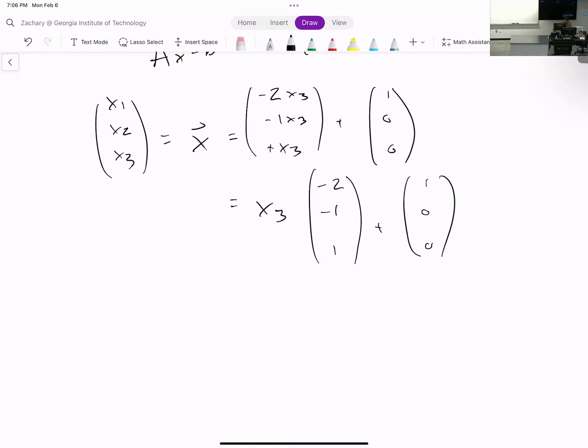So an example of a solution is what? How do I find a particular solution? What do I do? Okay, plug in for x3. Someone give me a number we want x3 to be. I like that answer. Okay, so this just becomes 1, 0, 0. Okay, cool, very nice.